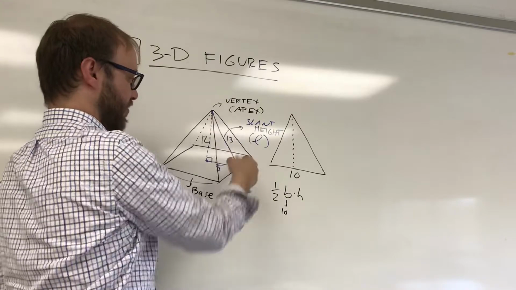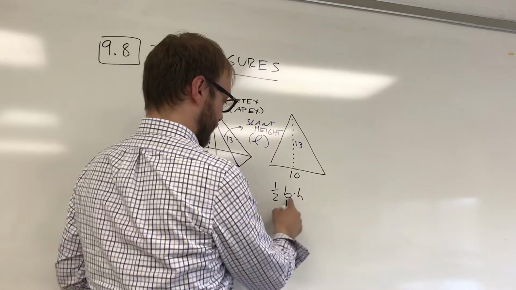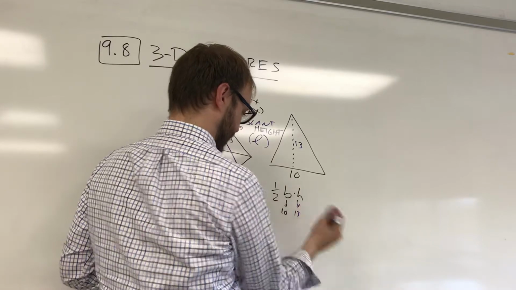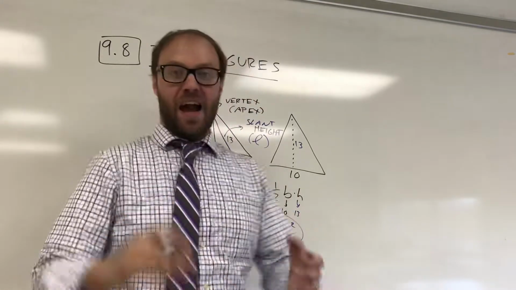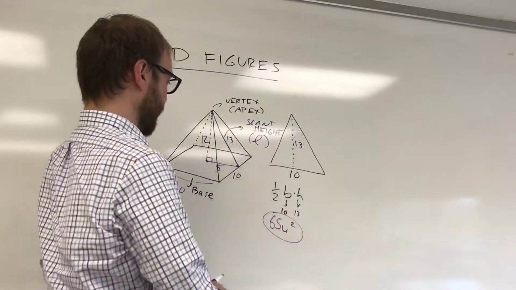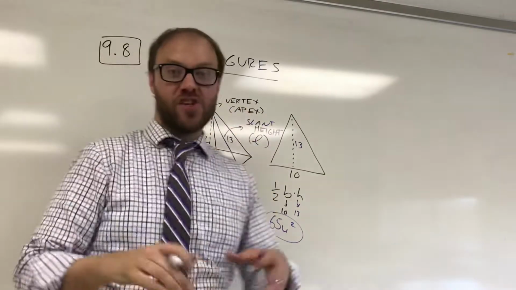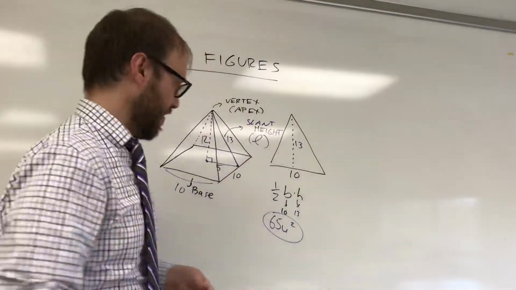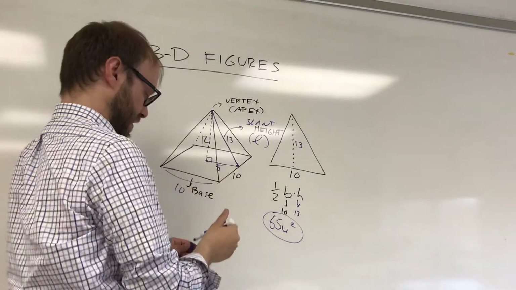The height of one of those triangular faces was 13. So now I can take half the base of 10 times the height of 13, and I think I get 65 square units for one of those faces. If I wanted the area of all the sides, I could take that 65 and multiply by 4, and that would add up all 4 triangular faces. If I wanted the total surface area, the area of all of the flat surfaces, I could add in that square base, which has a 100 square unit area.